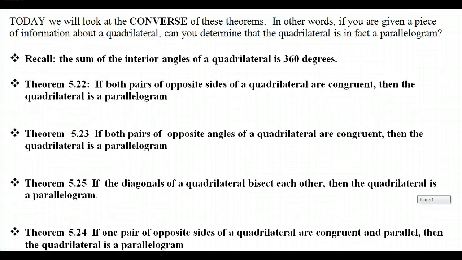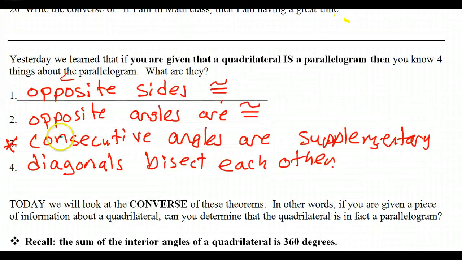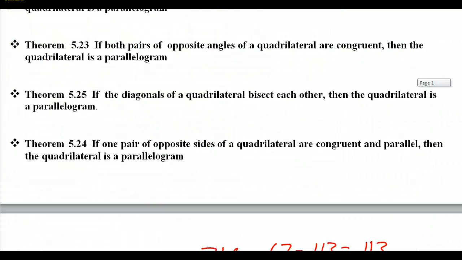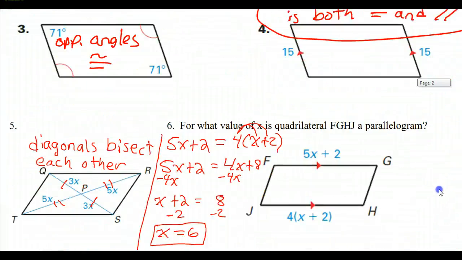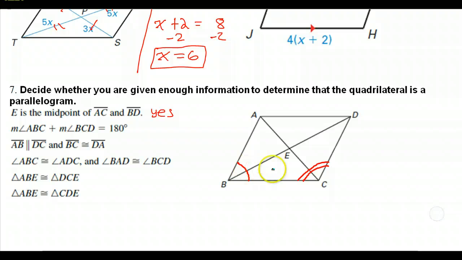And looking back, yesterday we learned that in a parallelogram, consecutive angles are supplementary. But guess what? This one is not reversible. In other words, just because consecutive angles are supplementary does not mean that you are a parallelogram. So supplementary is not one of the ways that you can prove that something is a parallelogram. So if that comes up, you're going to say no, that will not prove it.